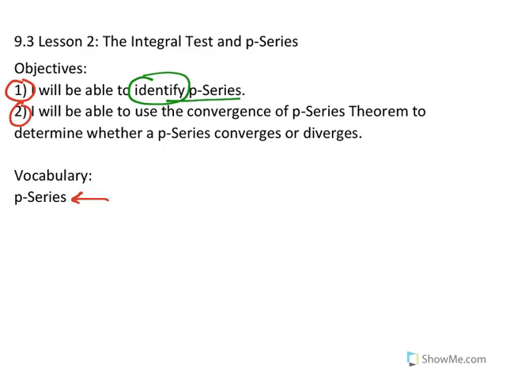So this adds to the list of tests that we've been learning to determine the convergence or divergence of series. We began with telescoping series, which uses the definition of convergent or divergent series, and then we looked at geometric series. And then we looked at the nth term test for divergence, and then we looked at the integral test, and now we're looking at P series.